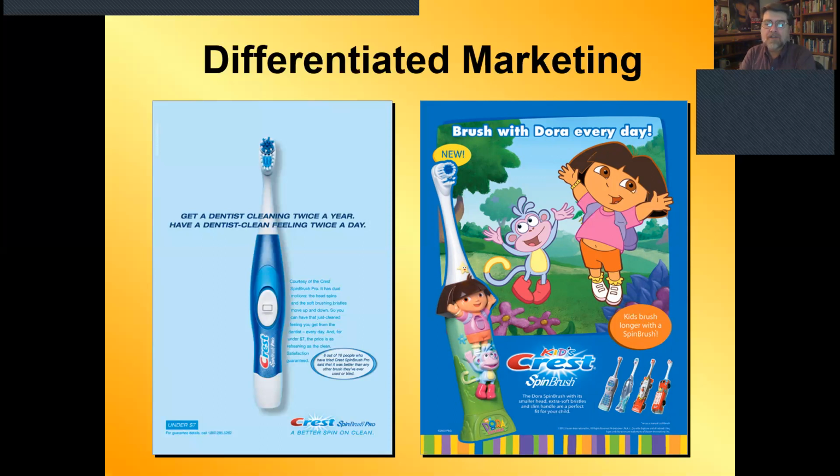And obviously, this is targeted towards children, but it isn't just the advertising. If you look closely, there is another aspect of differentiation here. And that's in the product. It's not simply that Dora is on the handle, but also if you look at the head, it's a much smaller brush head. If you look at the one on the right, that might even choke a kid. I remember when I was a little kid having a big toothbrush in my mouth. I hated it.